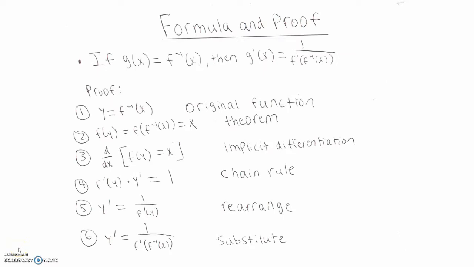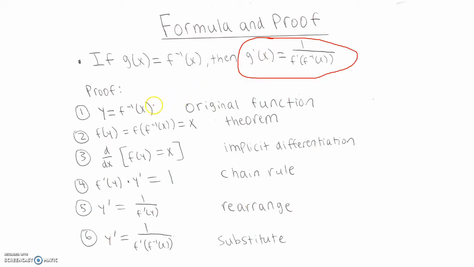Now I'll be talking about the formula and the proof for finding the derivative of an inverse function. So if we let g of x be equal to f inverse of x, then there's a formula stating that g prime of x is equal to 1 over f prime of f inverse of x. So how do we get to this formula?